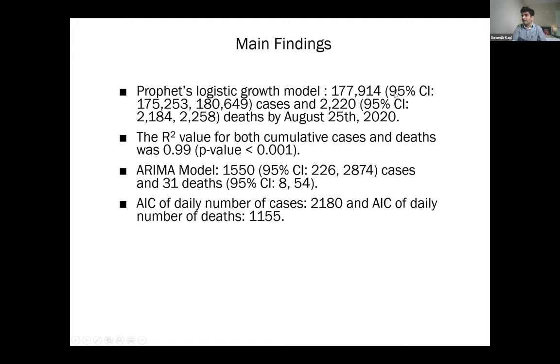Our main findings for the Prophet logistic growth model were that these many cumulative cases and cumulative deaths were predicted by August 25th, and the R-squared value of these models was 0.99. And for the ARIMA model, the daily number of cases was 1550 and 31 deaths, and the AIC values were lowest for these models.